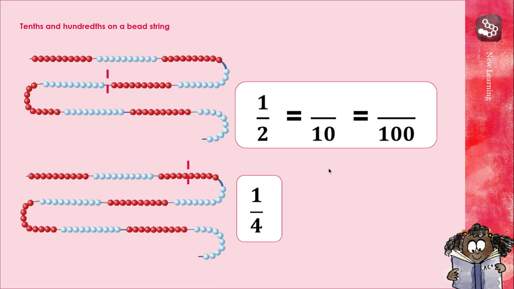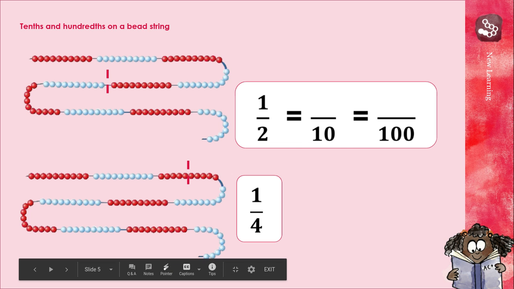Okay, well, again, there are a number of ways we could do it. We could count all of the beads, but I don't like to do that because it's not an efficient use of my time. So I could say, okay, I know there's 10, there's 20, and 1, 2, 3, 4, 5. So there's 25 of the 100 beads that are equal to a quarter.